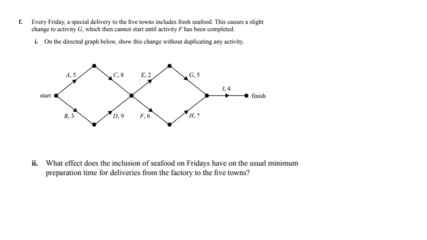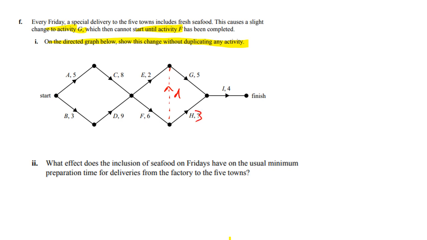Okay, apparently they have this new thing called Seafood Fridays, whereby we've changed activity G, which cannot be started until activity F has been completed. And we need to draw that change without changing any activities on the graph below. That means put a dummy in here, if you check that out. So now G has got a new immediate predecessor, which is F, and that's why we've got that little dummy there. Now don't forget H had a value of 3.